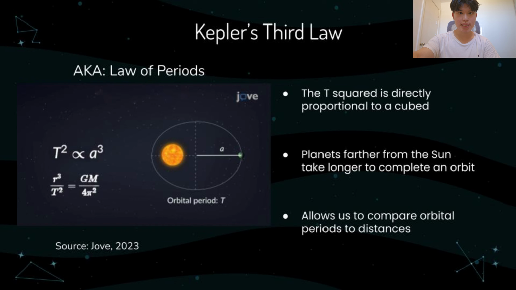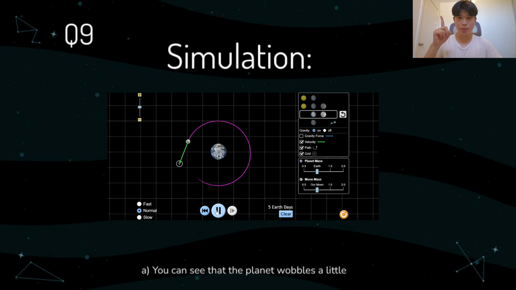Kepler's third law states that the square of the orbital period of a planet is directly proportional to the cube of the semi-major axis. Now that we've uncovered what Kepler's laws are, let's explore the applications in the experiment. Let's take a look at a simulation of the Earth-Moon system.